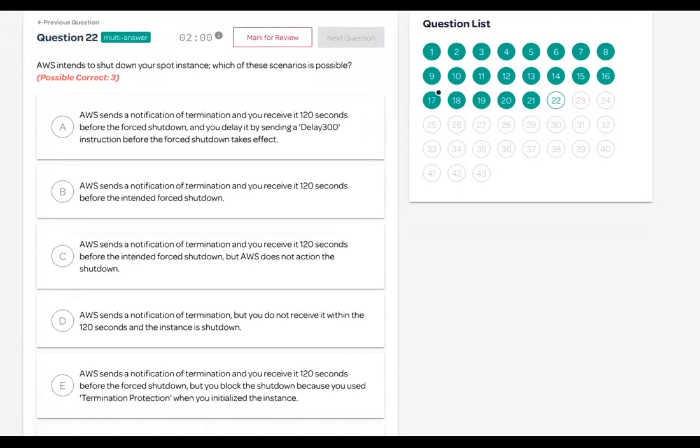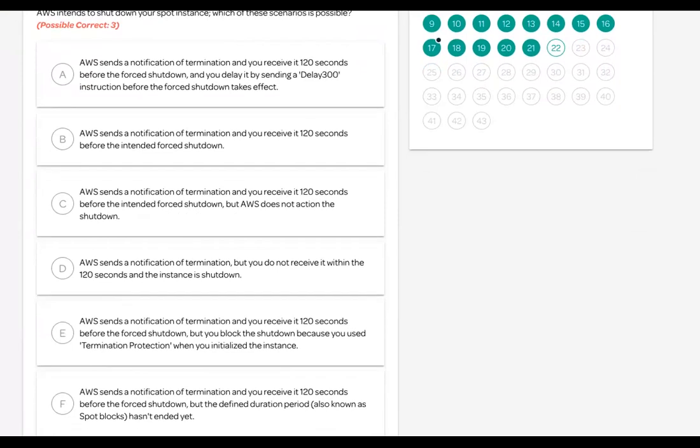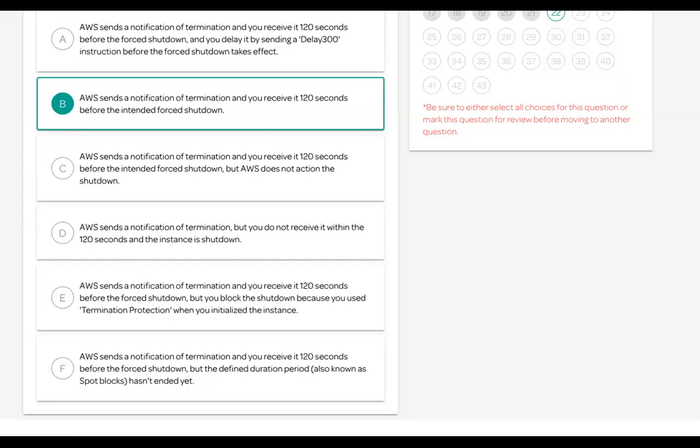AWS intends to shut down your spot instances. Which of these scenarios is possible? First, they'll give you a notification 120 seconds before force shutdown. You can delay it by sending delay 300? There is nothing like that. AWS sends this before shutdown. Yes, this one is true, and then this one is true. This is called spot blocks.